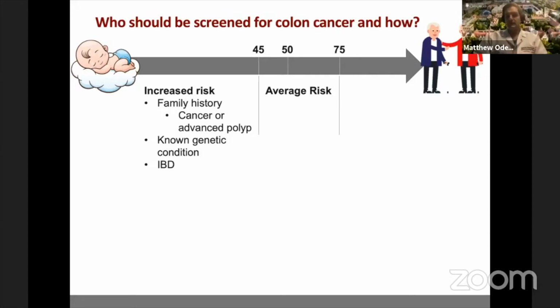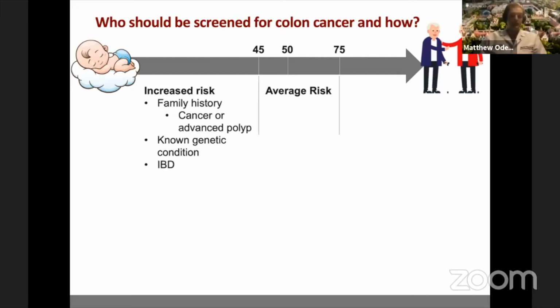So if there's a family history of colon cancer before the age of 60, or any family members with advanced polyps, so these are often larger polyps that have specific morphologies when we look at them under the microscope, those patients are at increased risk. And they should be screened starting at age 40 or 10 years before the diagnosis of each of these conditions in their first degree relatives. So oftentimes even younger than 40.